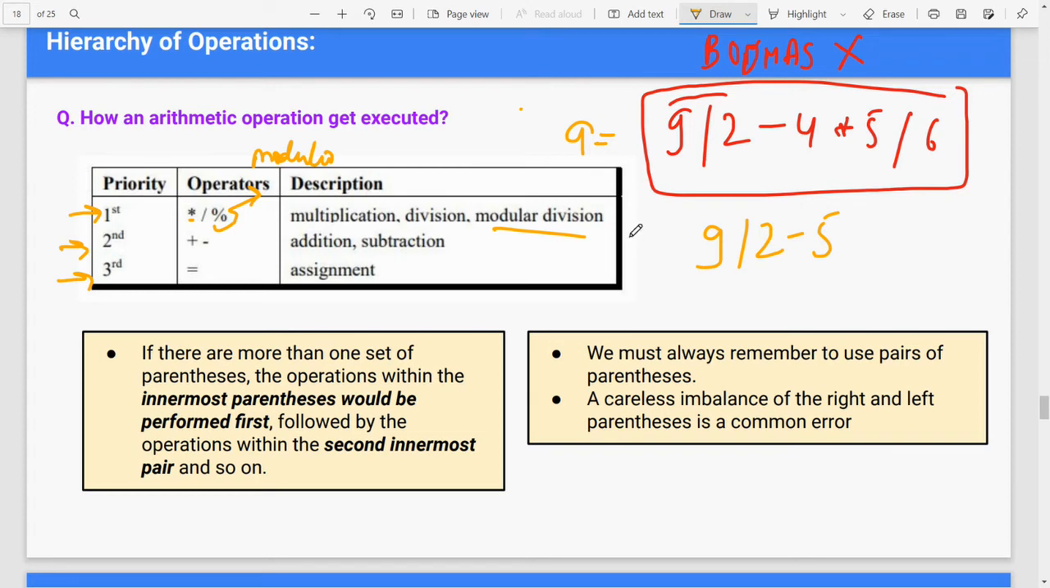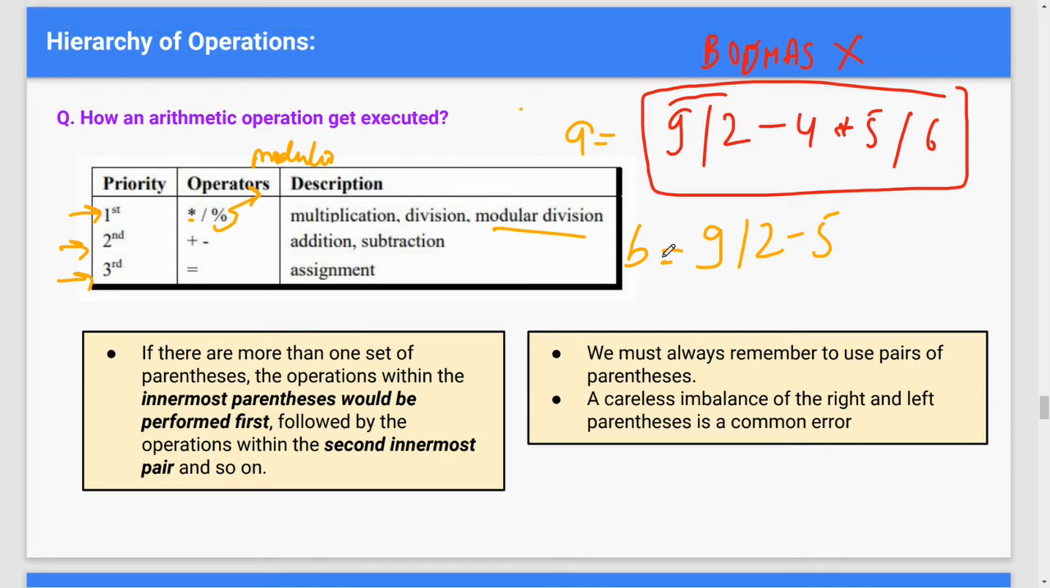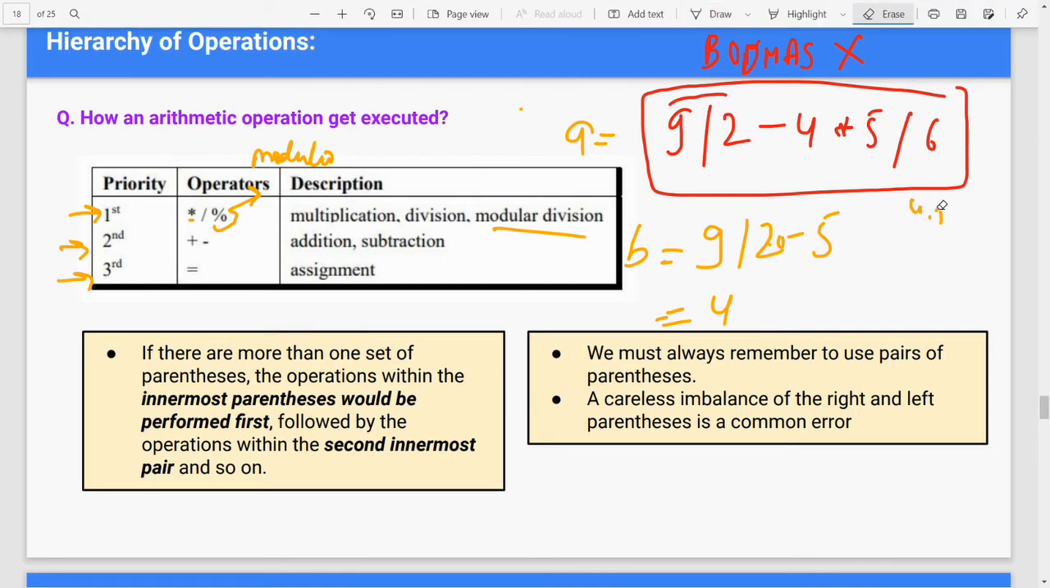So let's say we want to calculate this particular thing, 9 divided by 2 minus 5. We just need to ask ourselves, what's the priority here? We know that division is the priority. So we'll do 9 divided by 2, which is 4. You might ask me why it's not 4.5. Because both are integers. If it had been 9 divided by 2.0, then in programming languages it would have been 4.5. Since that is not the case here, we're just dividing 9 by 2.